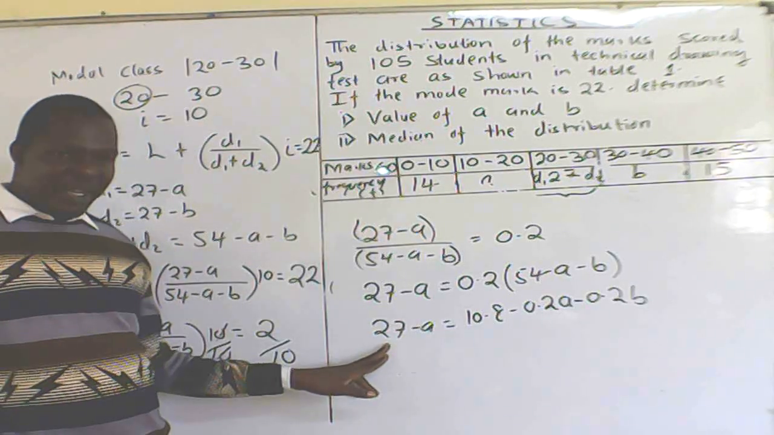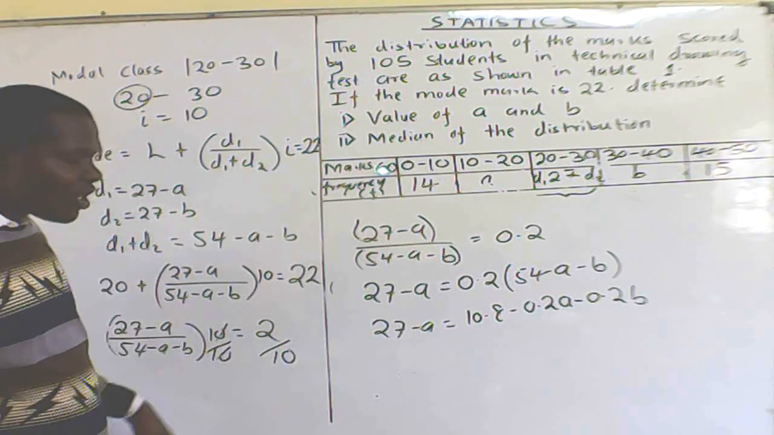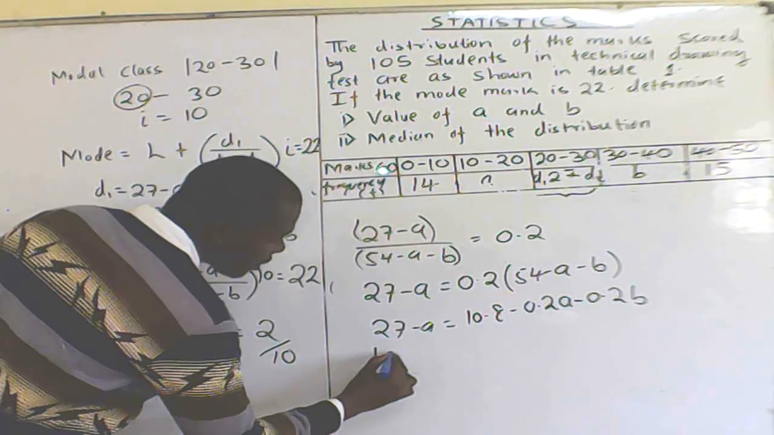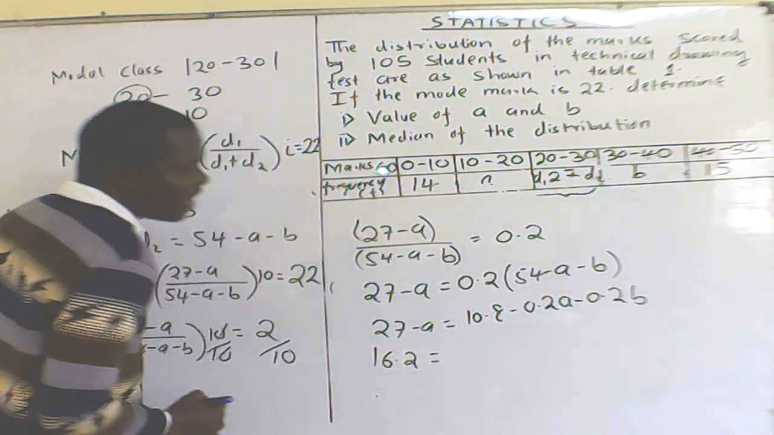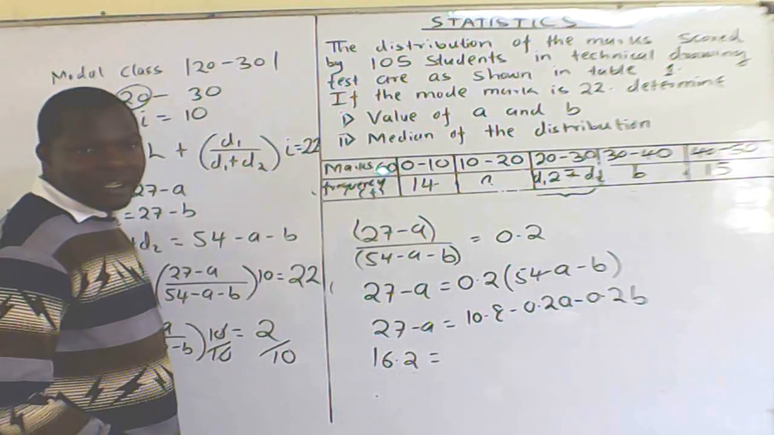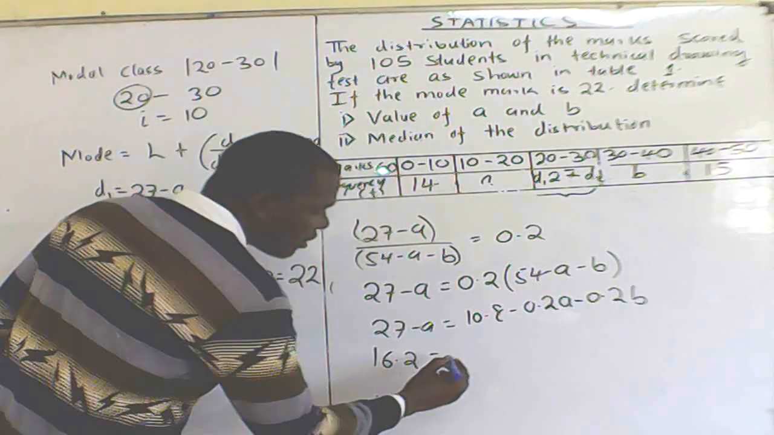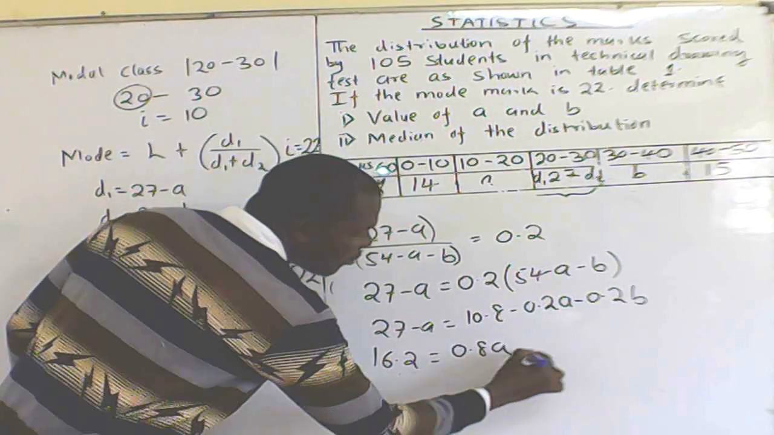10.8 coming to this side becomes 27 minus 10.8, which is 16.2. Then negative A goes to the other side and becomes plus A, so it's going to be A minus 0.2A. A minus 0.2A, you are going to get 0.8A.